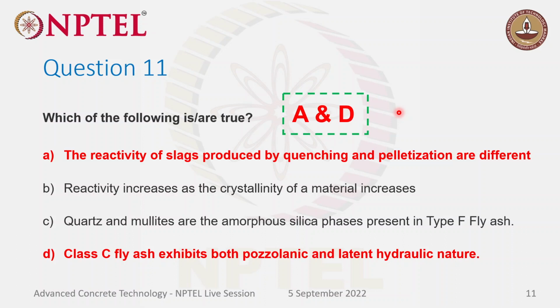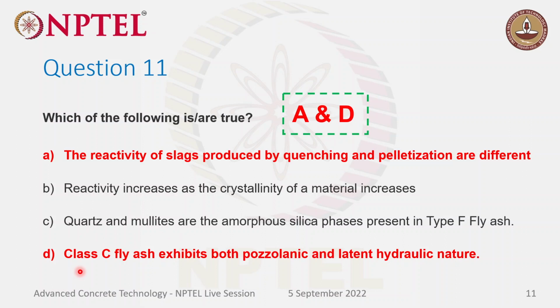So the correct statements are option A and D, because reactivity of slag produced by rapid quenching and then pelletization are different. And then reactivity increases as the crystallinity of the material increases. That's not true. If the amorphous content increases, obviously the reactivity will increase. The presence of amorphous silica will increase the reactivity of the pozzolana, say if it's fly ash. And moving to quartz and mullite or the amorphous silica phases, that's not true. Quartz and mullite are crystalline phases.